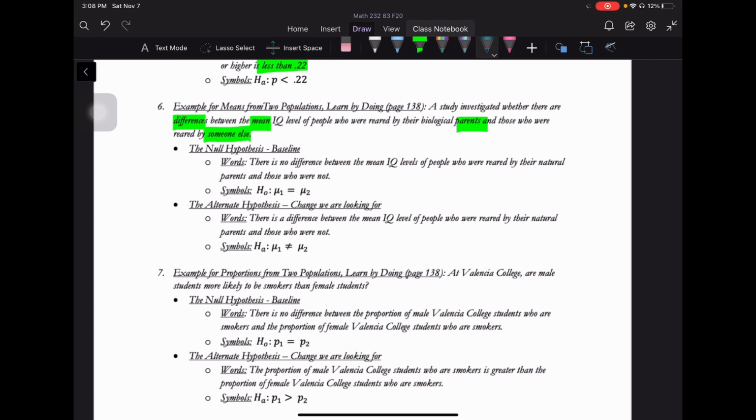And I want to warn you that different textbooks use different notation. You will also see mu1 minus mu2 equals 0. These two are the same thing.